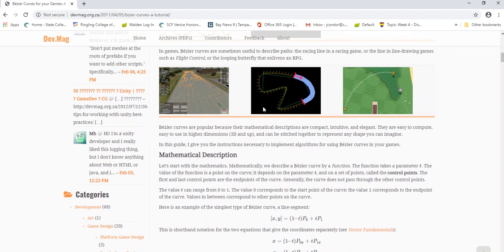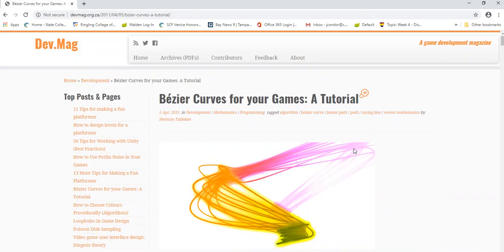They're popular because their mathematical descriptions are compact, intuitive, and elegant. They're easy to compute, easy to use in higher dimensions, 3D and up, and can be stitched together to represent any shape, and again, almost any shape you can imagine, but pretty darn close. So yeah, they're just a great thing to have and use.